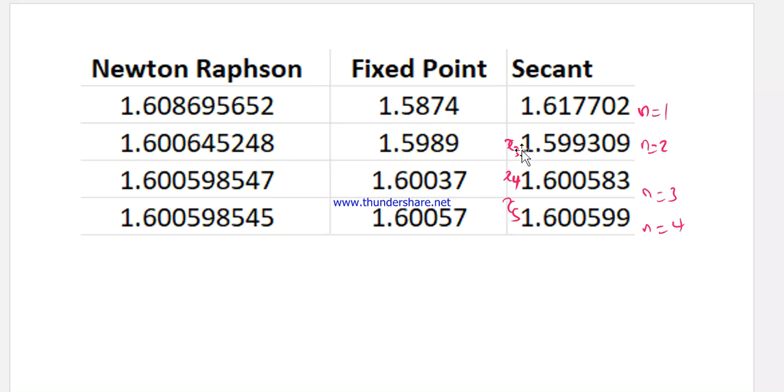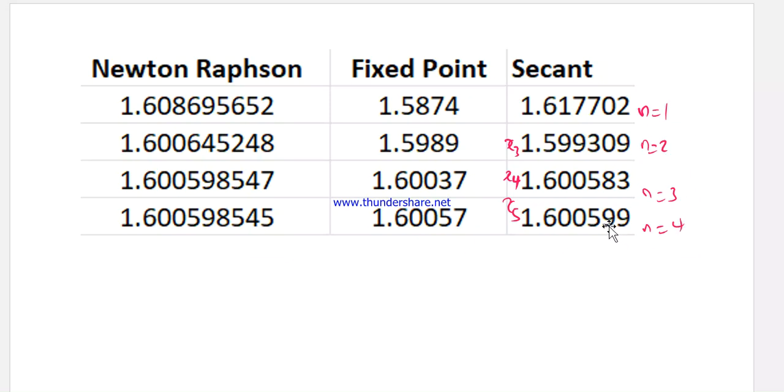When we continue the iteration, we are going to have something like this. x2 is this, x3 is this, x4 will be 1.600 and x5 will be 1.600 as well. So that means by the time we get to x5, or step 4, when we start counting what we have been iterating: n1, n2, n3, n4.